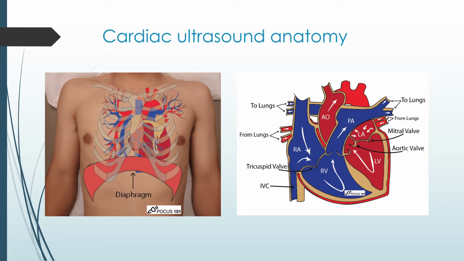Before we go into detail of ultrasound, we need to look into the cardiac ultrasound anatomy. This is really basic, which you already learned 1,000 times. So in here you can see that there are 4 chambers: the right atrium, right ventricle, left atrium, and left ventricle, and that these are separated by their respective valves: the tricuspid valve, the pulmonary valve, mitral valve, aortic valve.